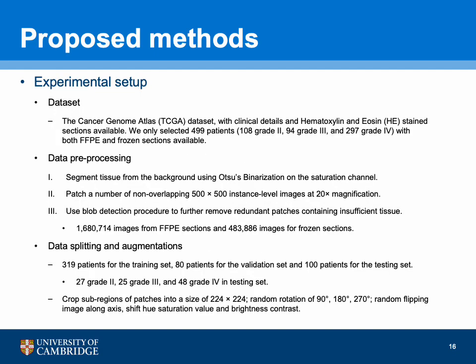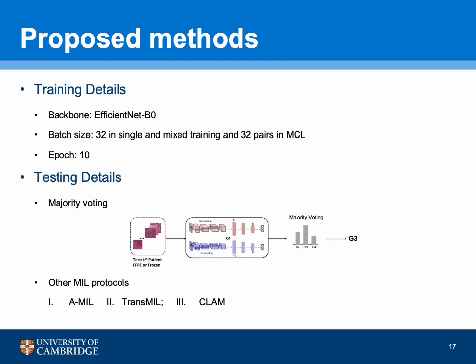This is my experimental setup. I split my dataset into training, validation, and testing sets. We did some related data pre-processing. Meanwhile, I use some data augmentation here. I choose EfficientNet as my backbone in basic testing. I use majority voting to evaluate the performance at the patient level. Meanwhile, I also used my trained model as the feature extraction backbone to combine with attention-based multiple instance learning protocols.